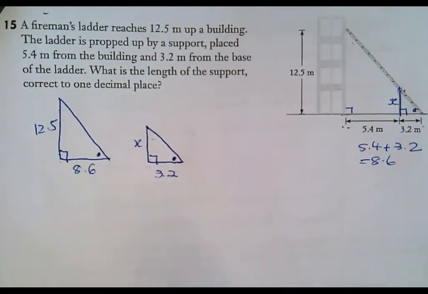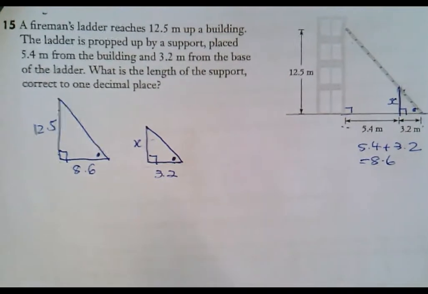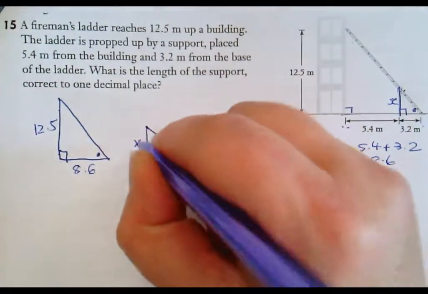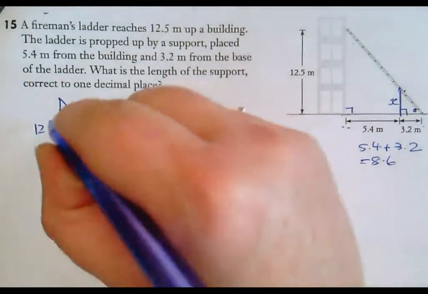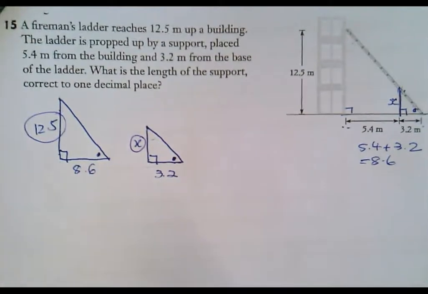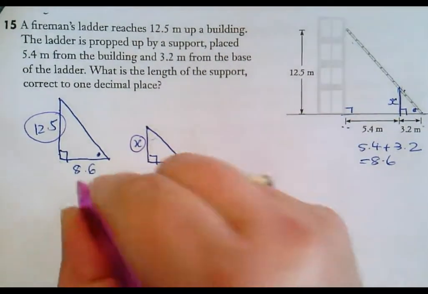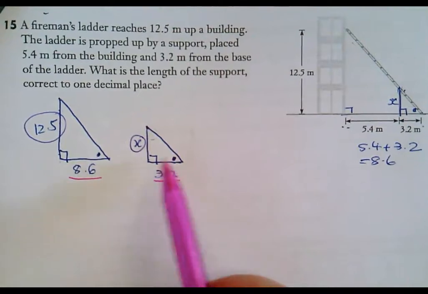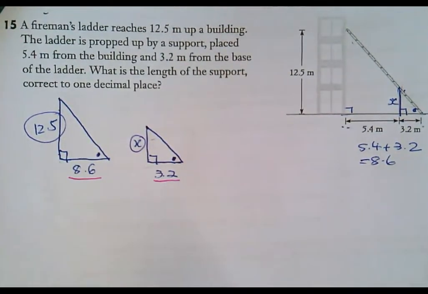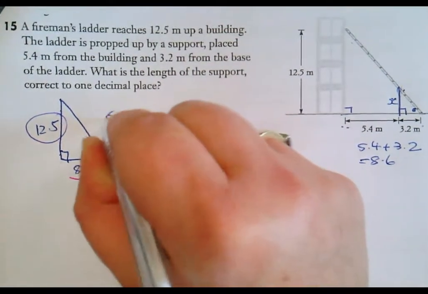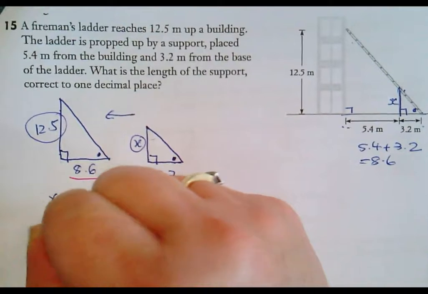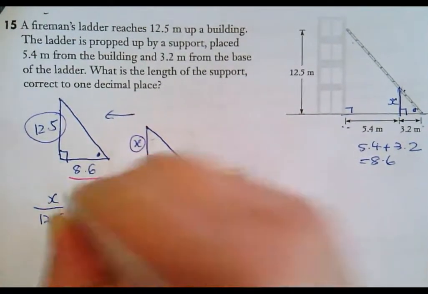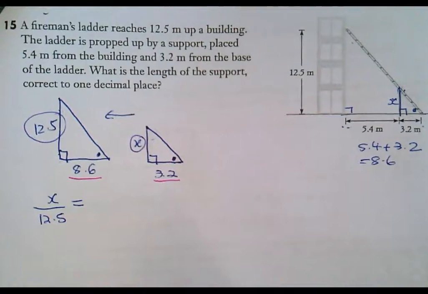So now I'm going to set up my statement to work out my missing side. Which one am I trying to find? X. Let's circle the pairs. X and 12.5 are a match, and 3.2 and 8.6 are a match. How do I know? Right angle dot, right angle dot. So you always put the one that you want to find first, which is X. So I'm going to go this way. X matches with 12.5. So X over 12.5, that's how you do it, equals what over what?